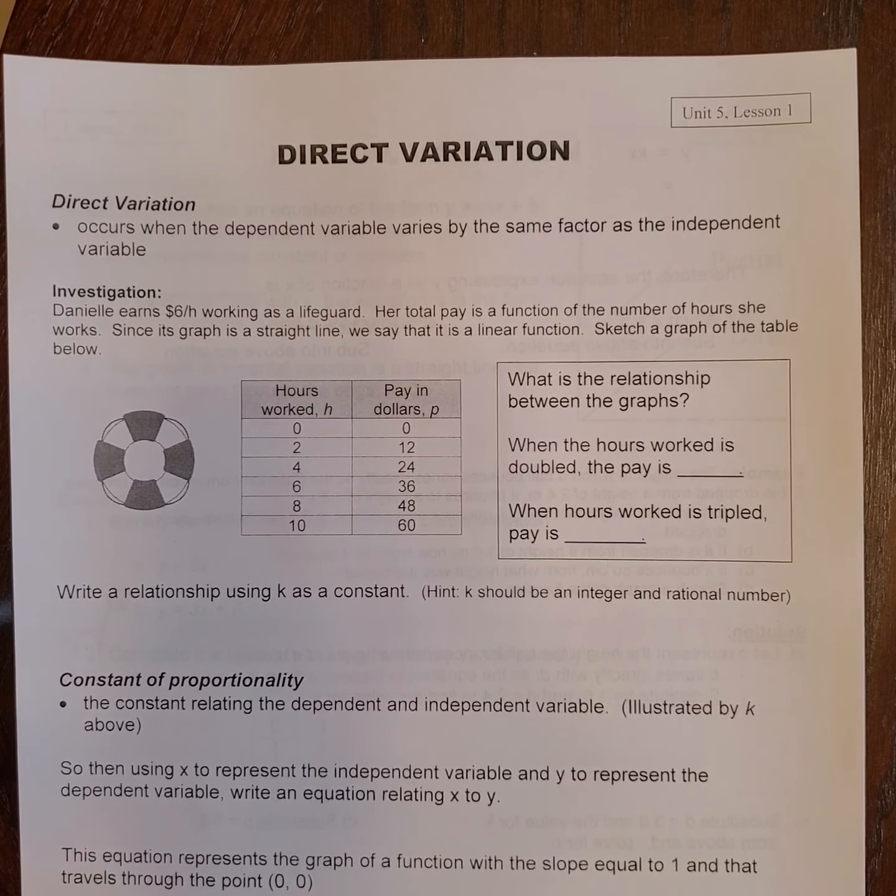All right, constant of proportionality, the constant relating the dependent variable and independent variable. In this case, we're going to call that k. So then using x to represent the independent variable and y to represent the dependent variable, write an equation relating x to y. So we actually already did this right up here. So y is equal to k times x. So y again is our pay. We multiply it by our factor. So our factor is 6. And then x is the number of hours that we are working.